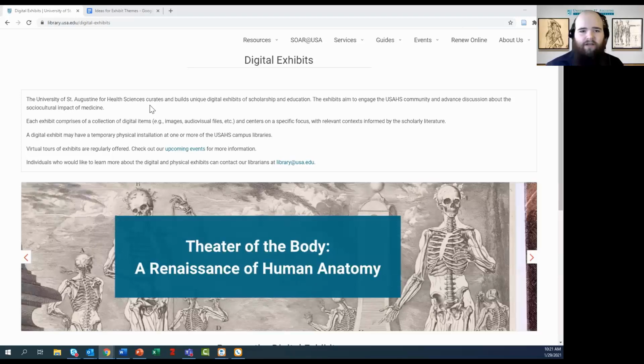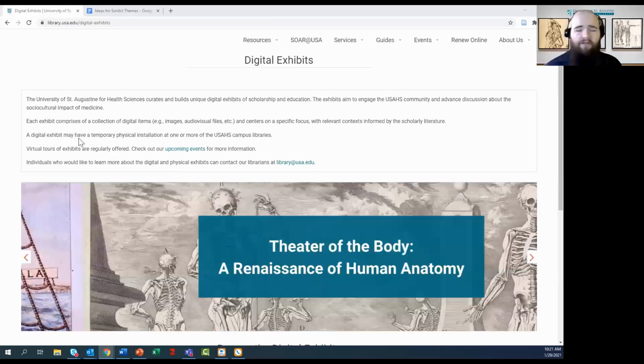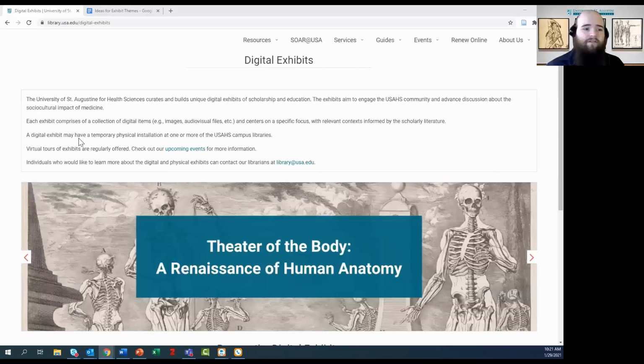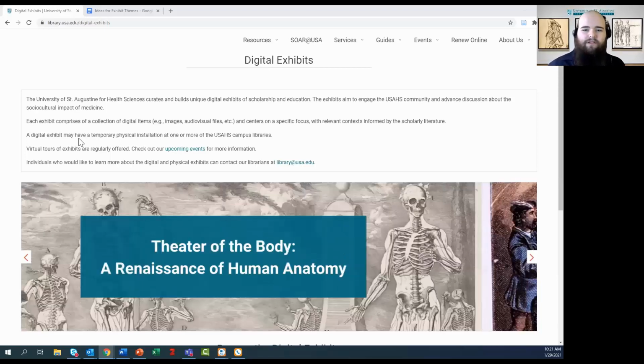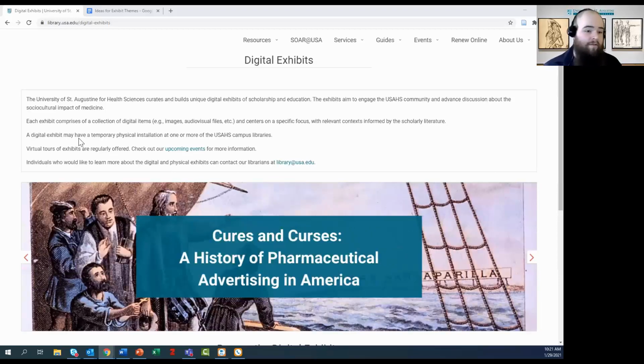And as you can also see, there is information about creating or maybe hosting physical installations at one or more of the university campus libraries. That kind of depends on specifically consulting with your local librarian. If you want to see about creating a physical installation at your campus, you'll just want to consult with your campus librarian. So if it's San Marcos, consult with me.